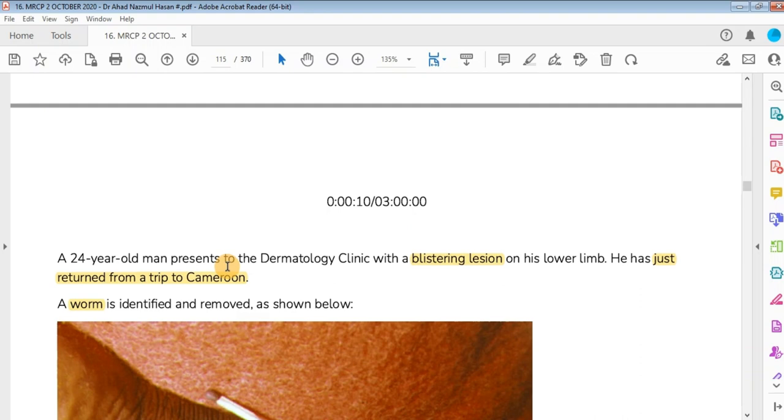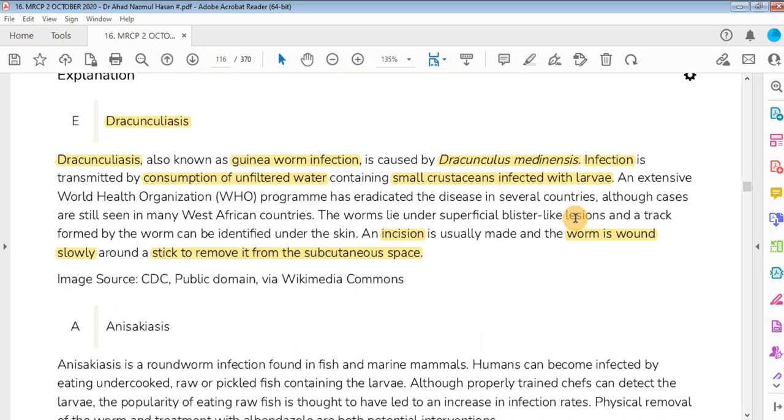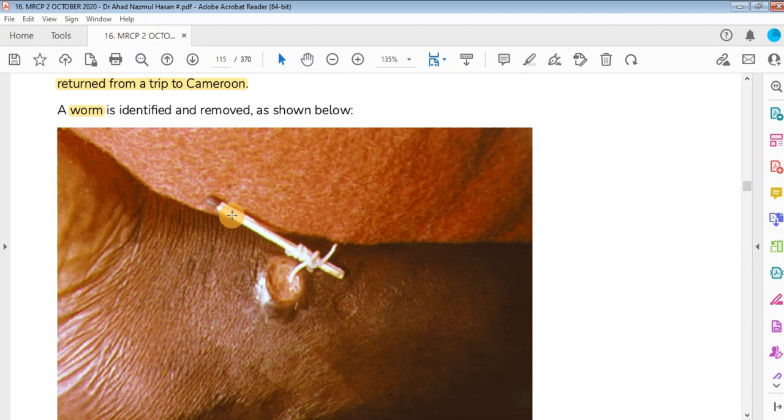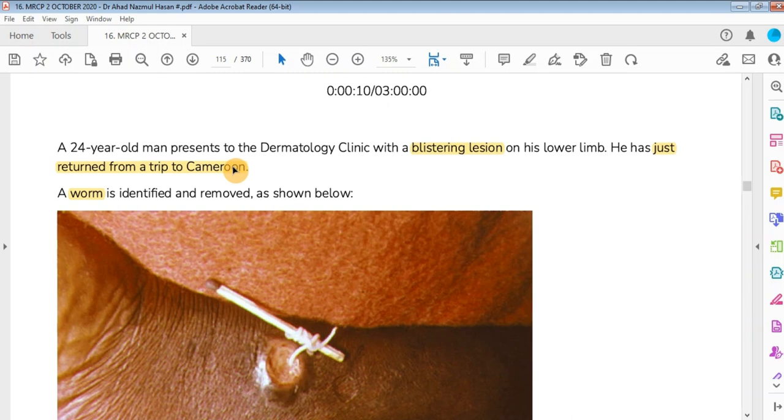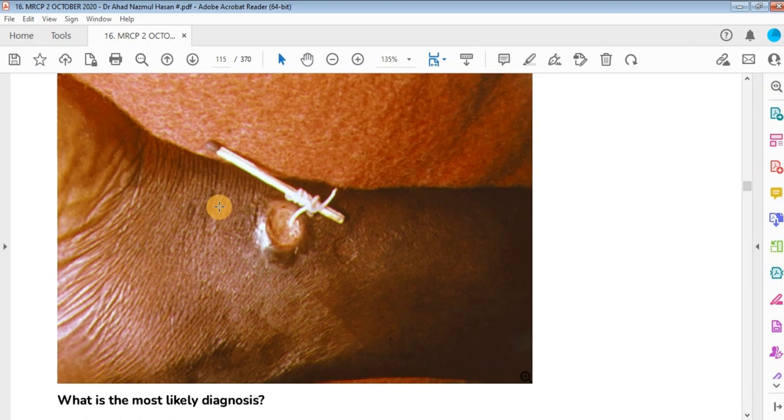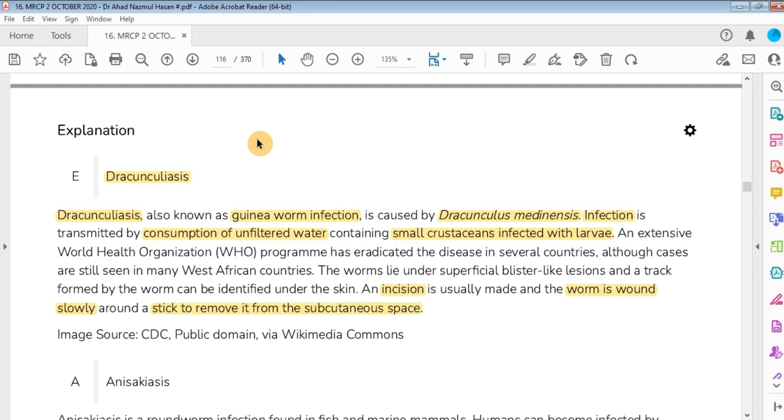The worm lies under the superficial blister-like lesion, and the tract formed by the worm can be identified under the skin. An incision is usually made, and the worm is wound slowly around a stick to remove it from the subcutaneous space. So they have given here a picture of a matchstick, with Cameroon, or also the West African countries. So this is dracunculiasis, also known as the guinea worm infection.